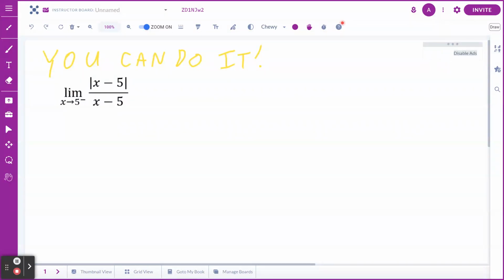Hi everyone, let's take a look at the following example. Find the limit of the absolute value of x minus 5 divided by x minus 5 as x is approaching 5 from the negative side. Before we start, you have to recognize this is a one-sided limit example, which basically means if you're approaching 5 from the negative side, you're picking a number a little bit to the left of 5.